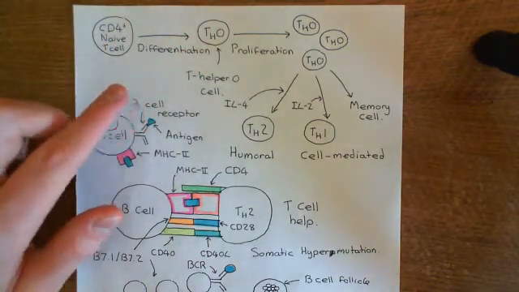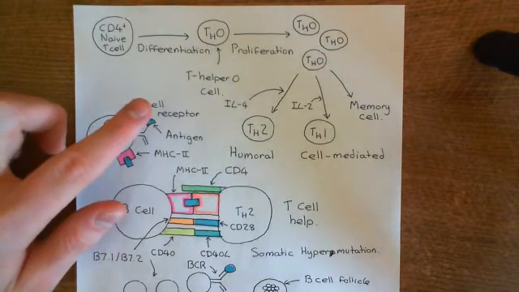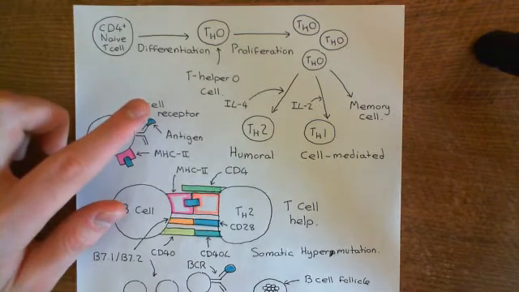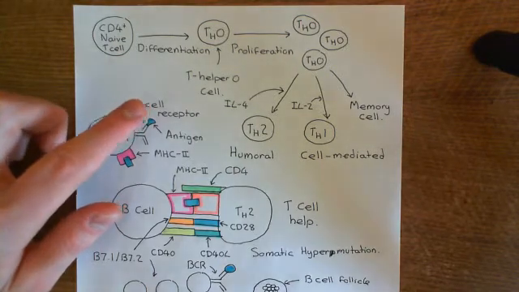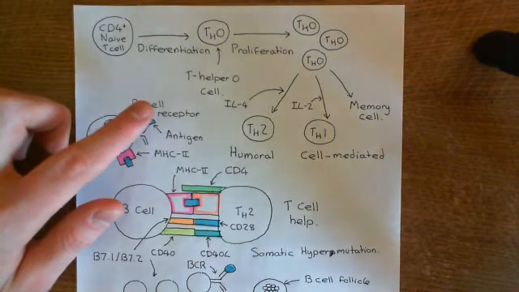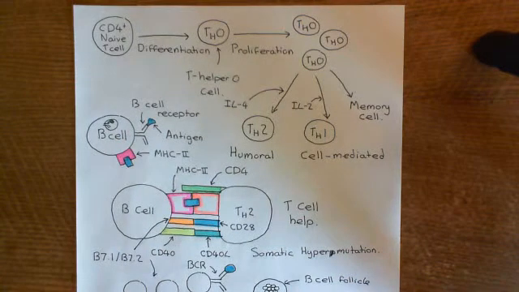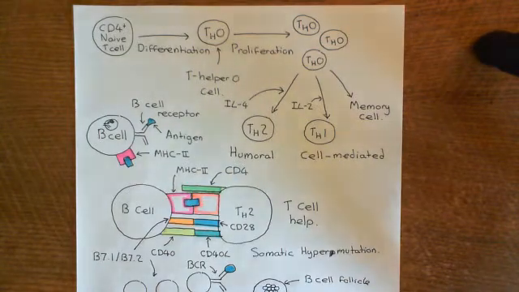After the initial differentiation, this T helper 0 cell is going to proliferate and divide and divide and form a huge population of identical T helper 0 cells. So here is our population of identical T helper 0 cells, all of which have this T cell receptor which will bind to this antigen fragment which has been presented.